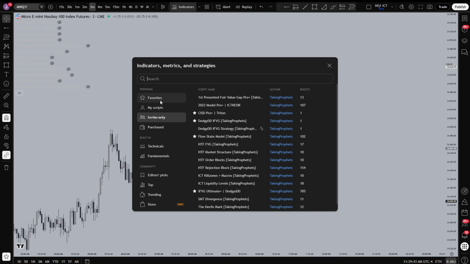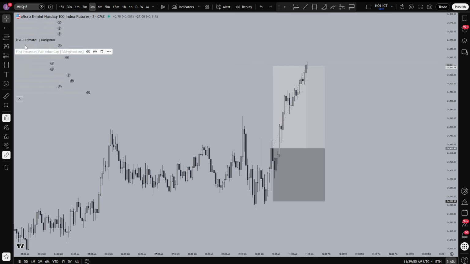So it'll be under insert indicator and then go to invite only, and you'll see wherever it is, the iFVG Ultimate Plus, right? So by DodgyDD. You'll click that and it'll populate onto your chart, right? So now you can get out of that.